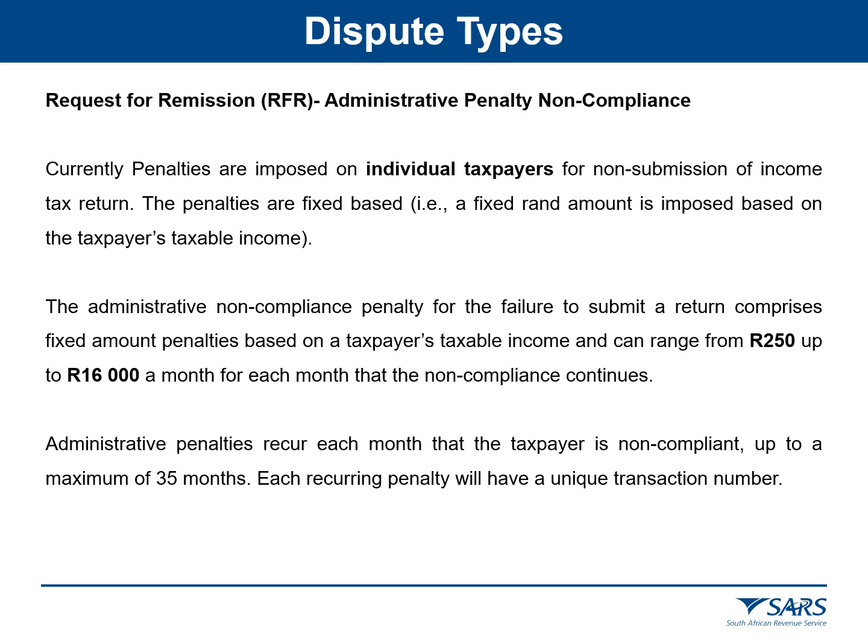Administrative penalties recur each month that the taxpayer is non-compliant, up to a maximum of 35 months. Each recurring penalty will have a unique transaction code. So the only way to stop these administrative penalties is for a taxpayer to submit the outstanding returns. Although that will stop the penalty from recurring each month, the amounts already incurred on the account are still liable for the taxpayer to pay.